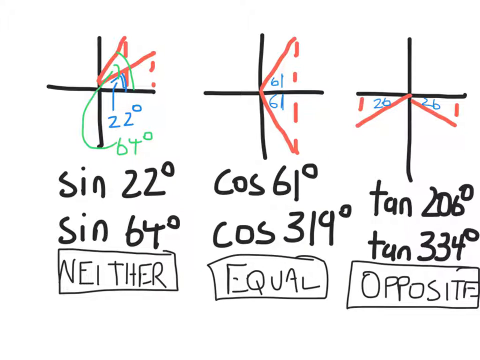Finally, the tangent of 206 degrees and the tangent of 334 degrees have opposite values. If we subtract 206 minus 180, and we subtract 360 minus 334, we find that both of these rotations have reference angles of 26 degrees. And since one of them is in the third quadrant and one of them is in the fourth quadrant, tangent of 206 degrees is positive and tangent of 334 degrees is negative, and therefore the values are opposite.